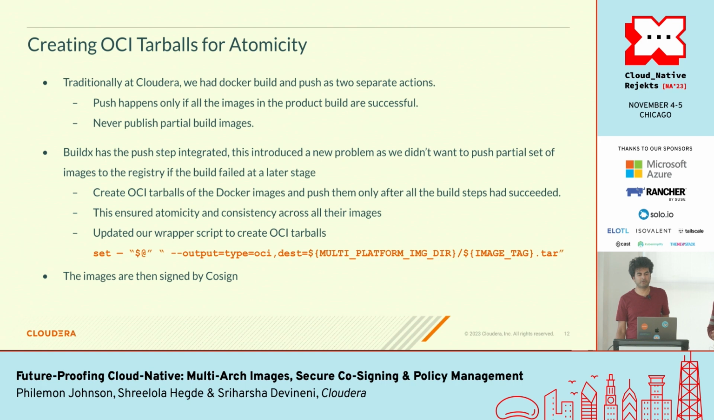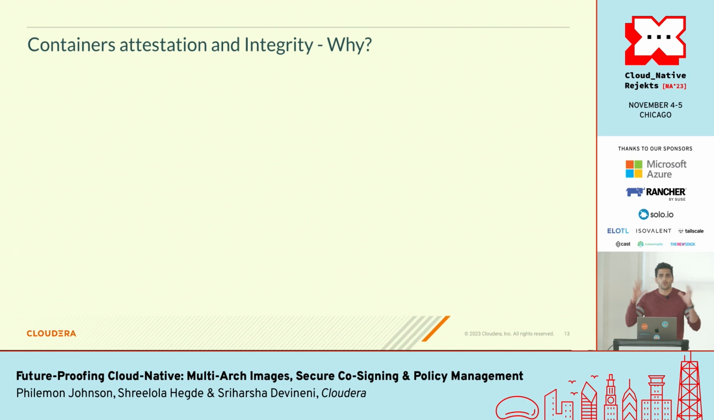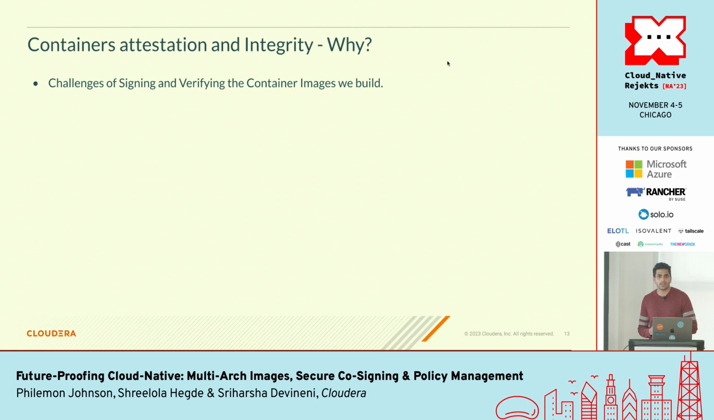Thanks, Sriharsha. Next step is, now we have built the images. Next is improving the supply chain security and keeping the integrity of the images. So how are we handling it at Cloudera? Is it audible? There are various challenges in signing and verifying the container images that we build. There are multiple tools available, and multiple tools come with different features. So what did we have to do? We evaluated different tools, and we came up with a solution.